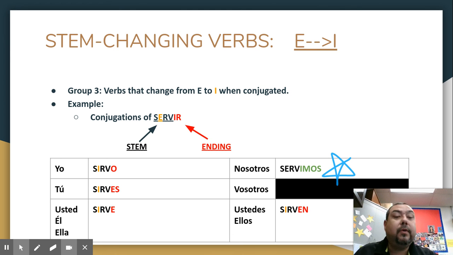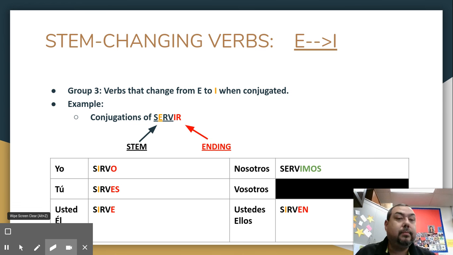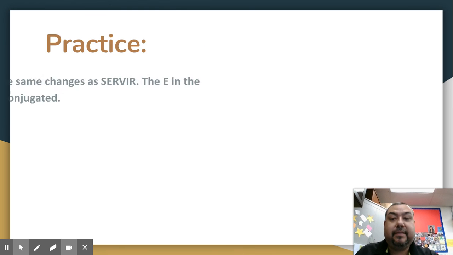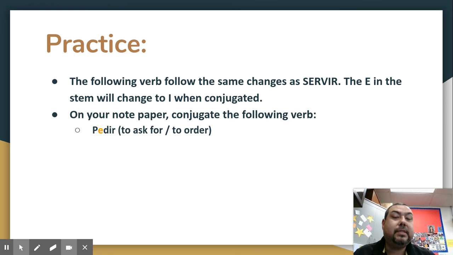Now, there is only one more verb that you guys need to practice that follows this pattern. And here it is. That's the verb pedir. That means to ask for or to order, like ordering something at a restaurant. So please pause it, conjugate the verb, and once you're done, come back so you can finish your notes.